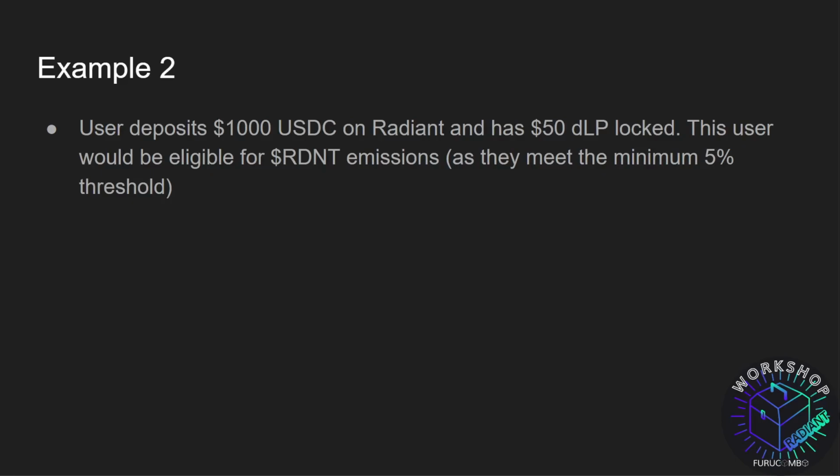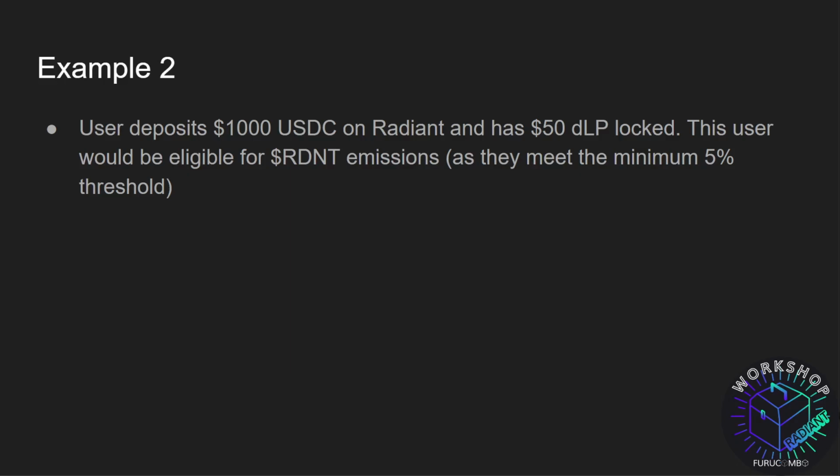So in example 2, the user deposits 1,000 USDC and has $50 DLP locked. So this user would be eligible for the Radiant emissions as they are meeting the 5% minimum threshold. So that's the minimum you're going to want to lock in order to access the boosted emissions. And this is based on your deposit.